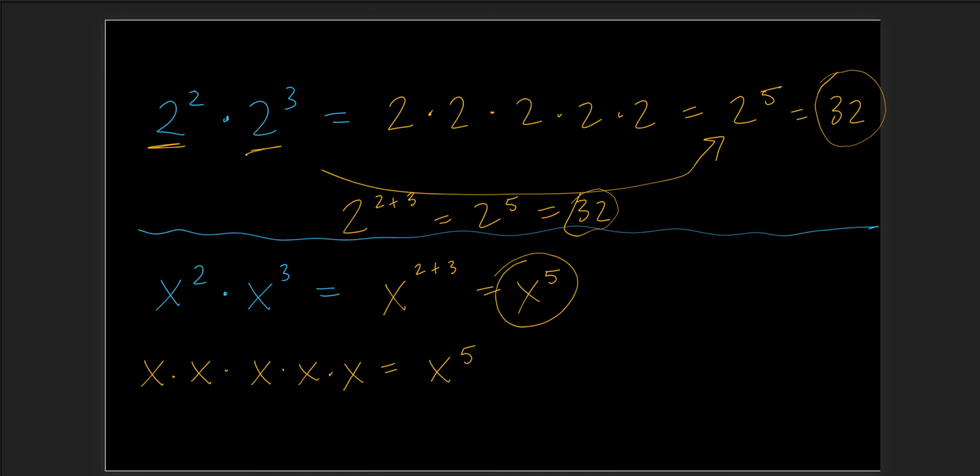Okay, so that's actually called the product rule. And that means that, I'll just make a different example here. We have something like x to the fifth times x to the seventh. You can add the exponents. X to the 5 plus 7 equals x to the 12th.